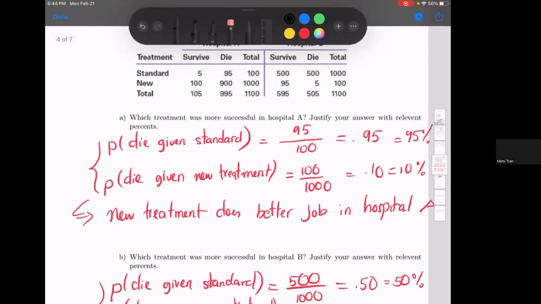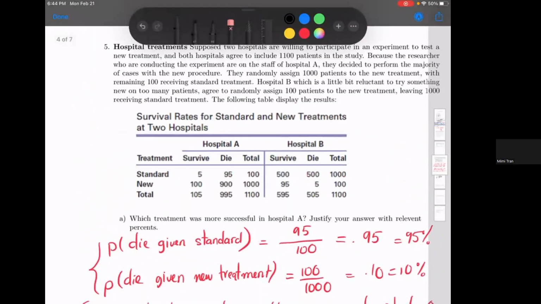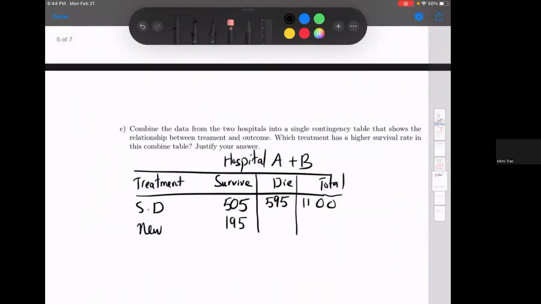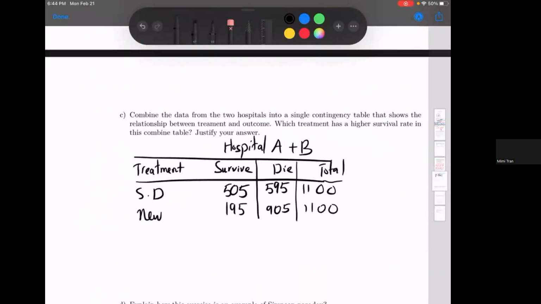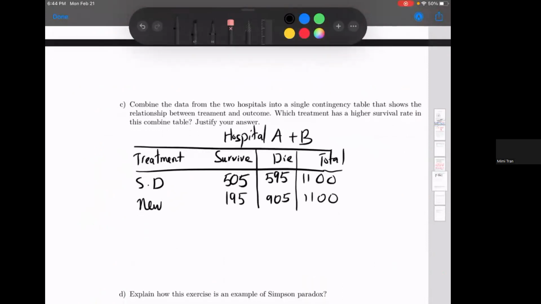And die, 900 plus 5, 905. 1,100 again, as it should be. So far so good? Yeah. I decided to give you the table on the exam. Just the table, you have to fill in the title. So I'll just give you the structure so it's neater, but you still have to fill in the hospital A plus hospital B or whatever that is on there.